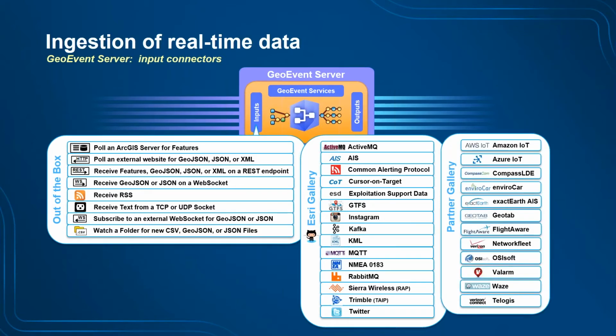We also have a number of partners who write their own connectors, such as Verizon, which provides their Network Fleet connector so that fleet managers can connect their vehicles to GeoEvent Server. And a lot of people use the Waze connector to bring traffic data into GeoEvent Server as well. And in the event that none of these connectors meet your needs, you can also write your own. We provide a Java SDK with GeoEvent Server that allows you to write your own components.